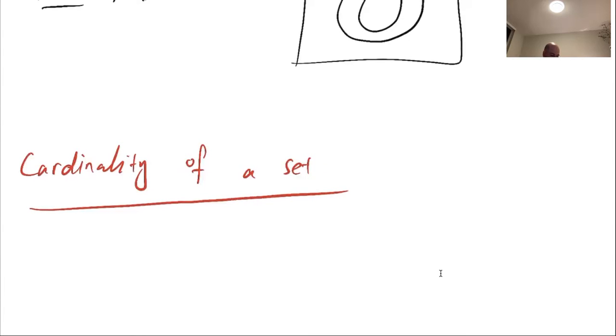Okay, then another notion we want to look at is the cardinality of a set. Basically, cardinality means the number of elements. Now, if A is a finite set, meaning it has finitely many elements, it's very easy to define cardinality, or number of elements, right? So if A has n elements, naturally we would say that the cardinality of A, or the number of elements in A, is n.